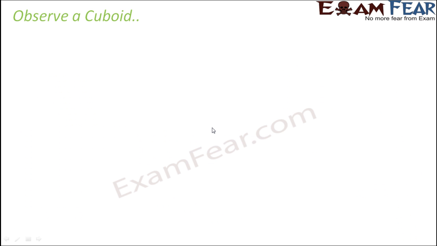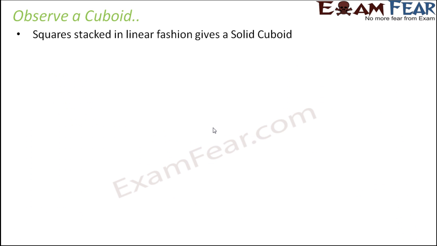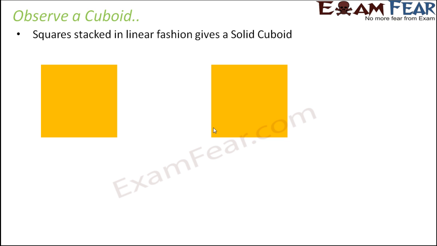Let's observe a cuboid. What is this which you see on the screen? This is a square. A square is definitely a two-dimensional shape because it only involves two parameters, length and breadth. Now the speciality of a square is that the measurements of length and breadth are equal. Now let's see what happens if we keep stacking squares one above another, just like this. What do you think would happen?